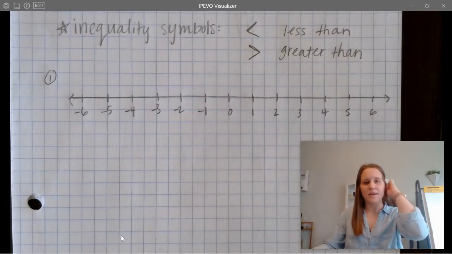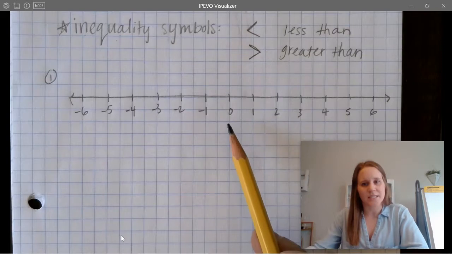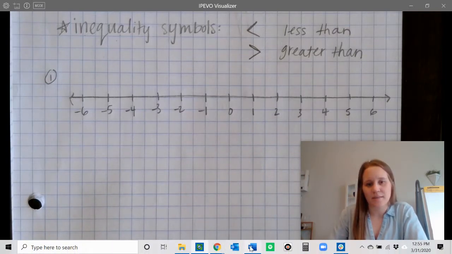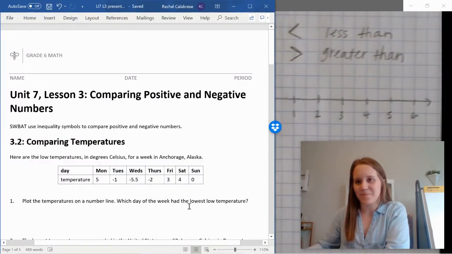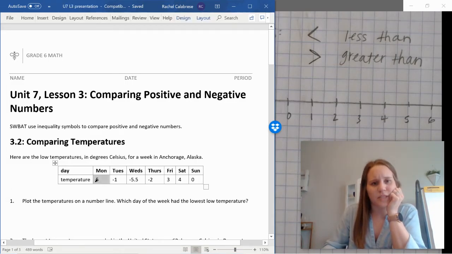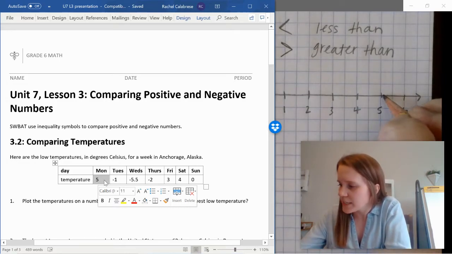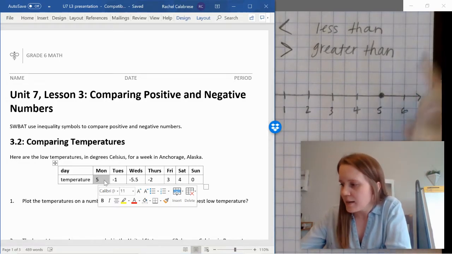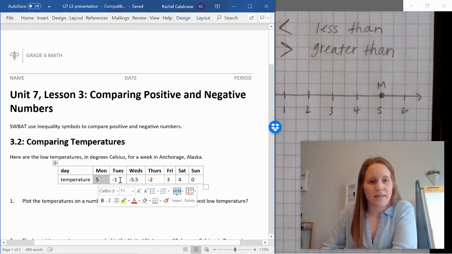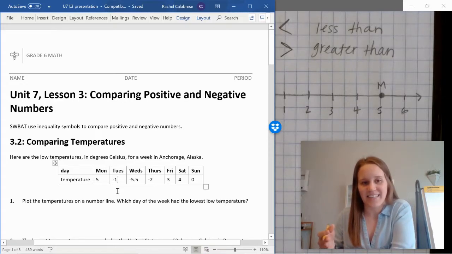All right, so now I have a number line that goes from -6 all the way to 6. 0 is in the center. Okay, let's get our temperatures plotted. I'm going to go ahead and plot the temperatures in order of the day of the week. So Monday is at 5 degrees. So I'm going to put a point on 5 on my number line, and let's label it M for Monday. Okay. Go ahead and finish plotting Tuesday through Sunday.